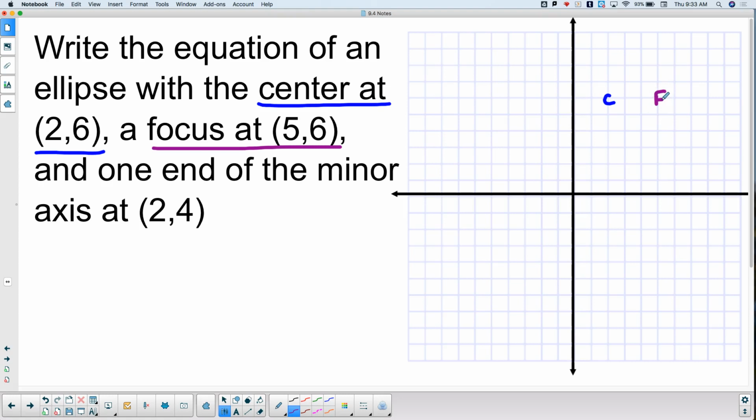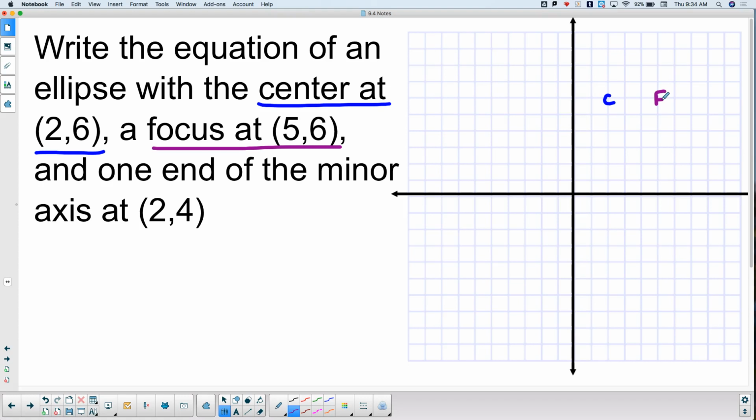Just from those two pieces of information, describe for me this ellipse. Is it going to be stretched out horizontally or vertically? Why? The foci are to the right of the center, so where's the major axis? It's going to be left and right, the horizontal one, because the foci are horizontal from the center. So it's going to be stretched out horizontally.